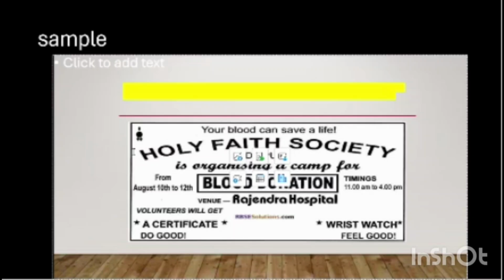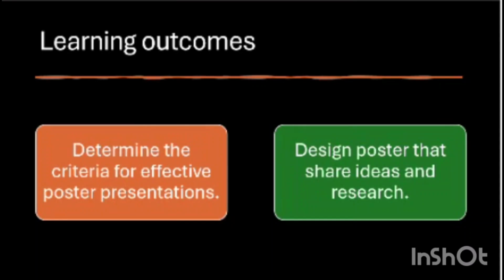So now we can move to our last slide, that is of course learning outcome. Okay, now we can wind up our session with the learning outcomes. If learning objectives are there, it is quite understood. Learning outcomes also there. Okay. So determine the criteria for effective poster presentation and design posters that share ideas and research. So these are the two learning outcomes, and kindly ensure that while you are taking the classes, you meet all the points that you mentioned in the learning objectives. Okay, it should be met at the end of the class.